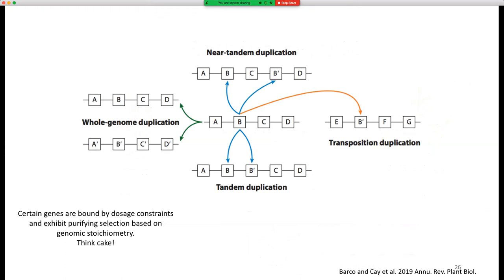whole genome duplications. And when we're thinking about a transition from a primary metabolic gene to a specialized metabolite or a secondary metabolite, these certain genes are bound by what we call dosage constraints. And so a gene that has more harsher dosage constraint would exhibit purifying selection, potentially based off of something like genomic stoichiometry. So we like to think about cake in this case. So if you're making a cake, certain ingredients in the cake, you can double. So like sugar, for example, if you double the amount of sugar, you get a sweeter cake.